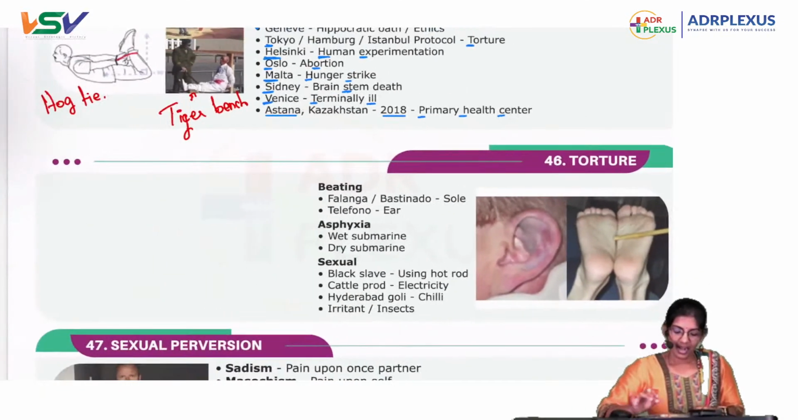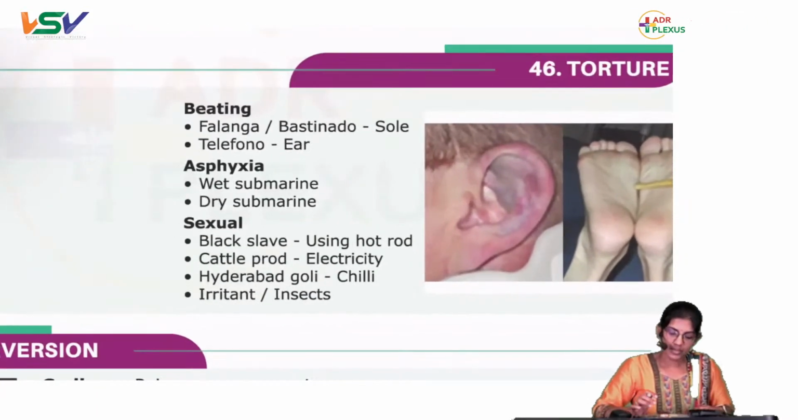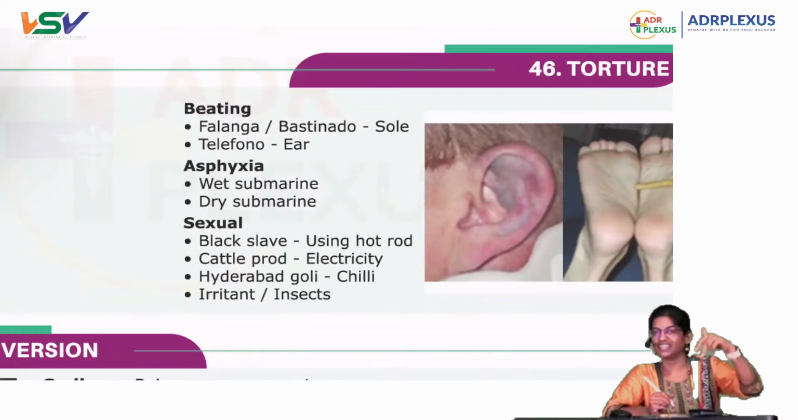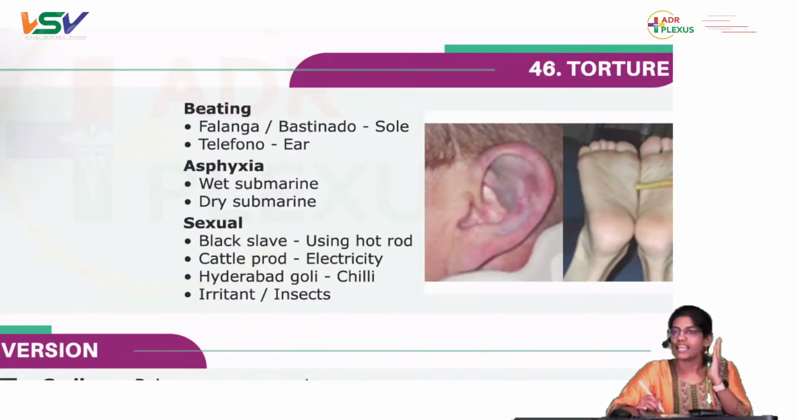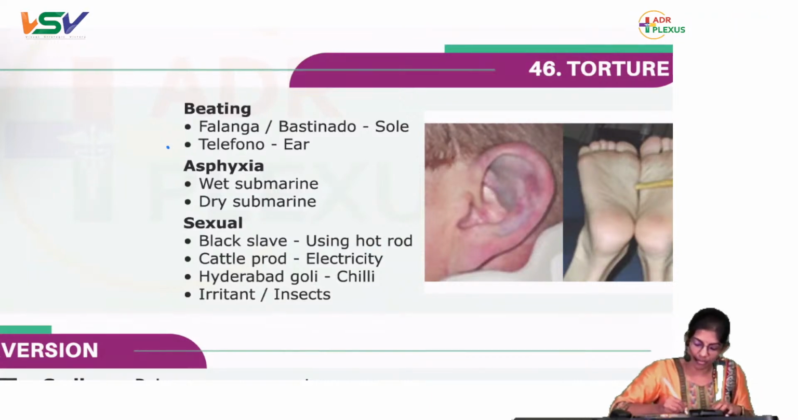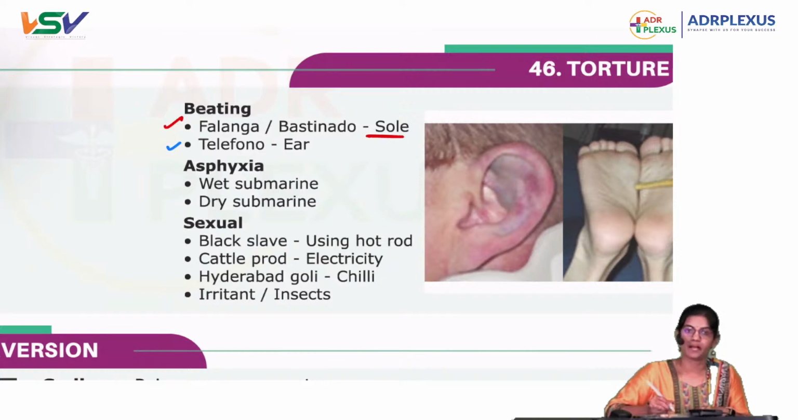Next, other forms of torture. Beating a person, right? This has come as match the following. Okay, they have matched it with beating and postures and sexual asphyxias. But match the following. Ear is beaten, ear is contused. We are talking about telephono. Whereas leg is beaten up, the sole is beaten up. Falanga, bastinado. Okay, it is called as falanga or bastinado.